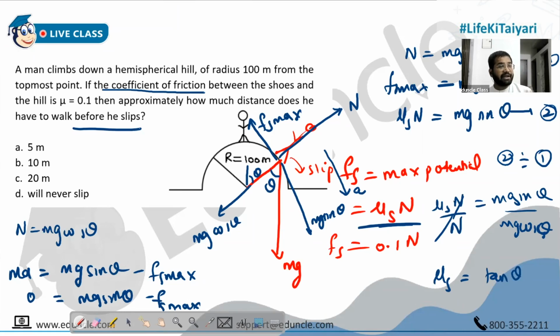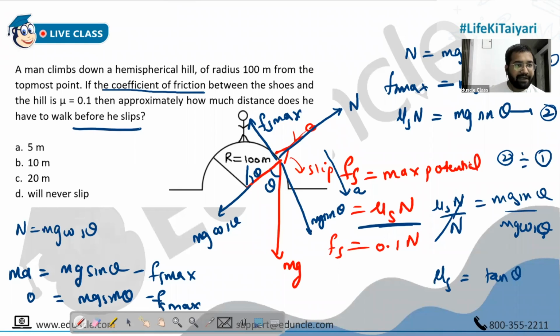But remember, not every time it will be tan theta. It could be cot also, depending upon the theta you have chosen. I have got theta here. If theta would be something else, suppose if this was theta, then you would have got cot theta. So depending upon theta, the formula will change. Take care of that. So mu s is tan theta.